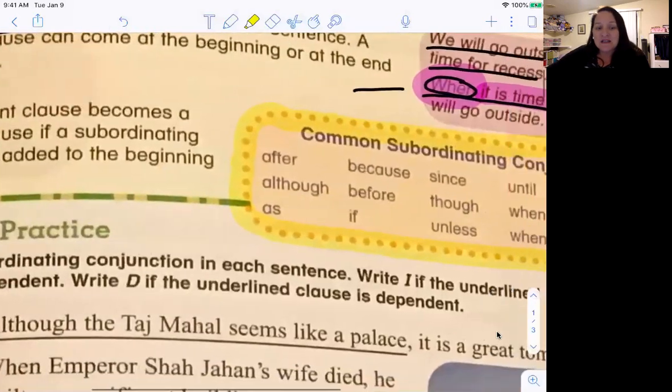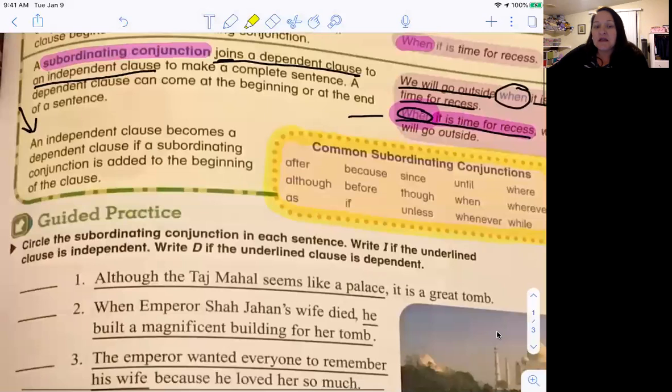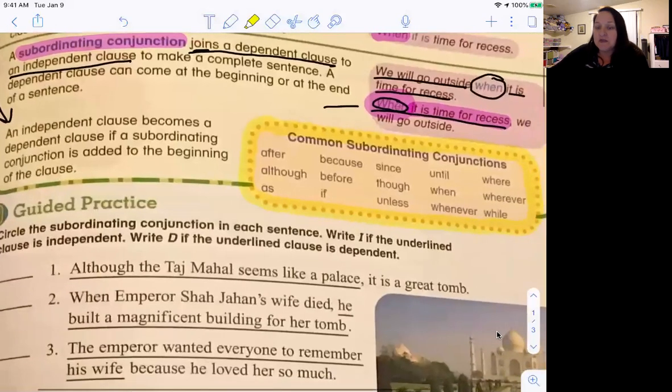So let's go ahead and start today's practice. It says, circle the subordinating conjunction in each sentence. Well, good thing we have a box right here that's going to help us. Then it says, write I if the underlined clause is independent, and write D if the underlined clause is dependent. That makes sense. Let's look at number 1.